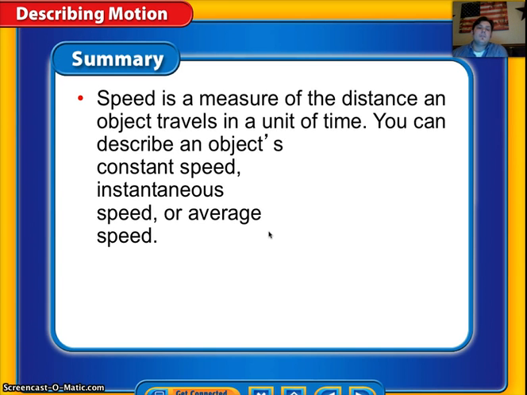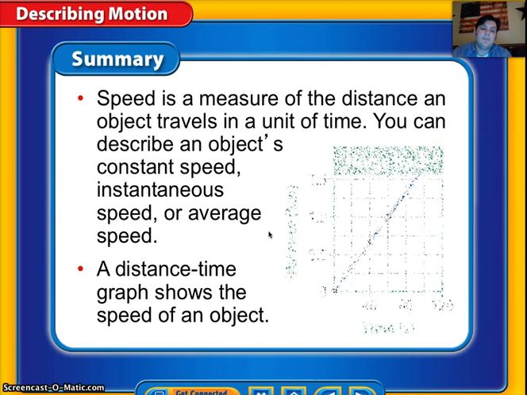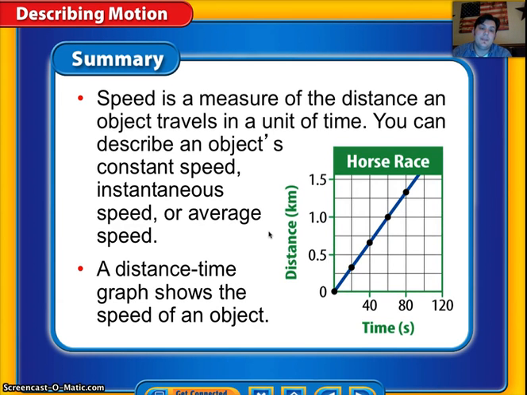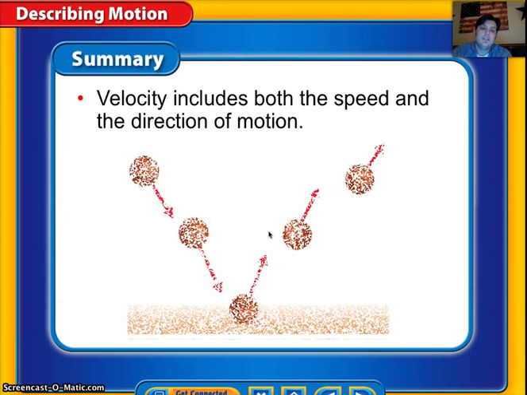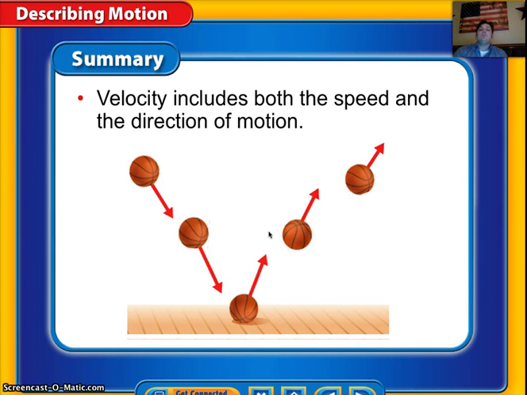Now let's write this summary on the back. Speed is a measure of the distance an object travels in a unit of time. You can describe the object's constant speed, instantaneous speed, or average speed. Okay? A distance time graph shows the speed of an object. Velocity includes both speed and direction, or I should say speed and direction of motion. Which way is the object going?